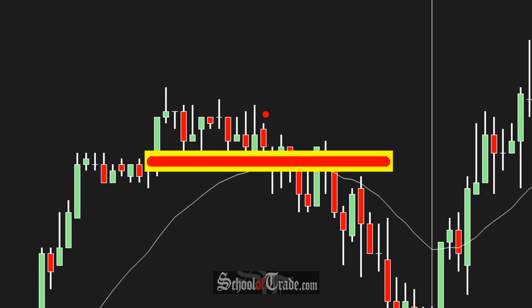Now, along with that, looking at the overall move itself, we also have wicks, right? Candlesticks have highs, lows, opens, and closes. So we need to measure the highs as well.